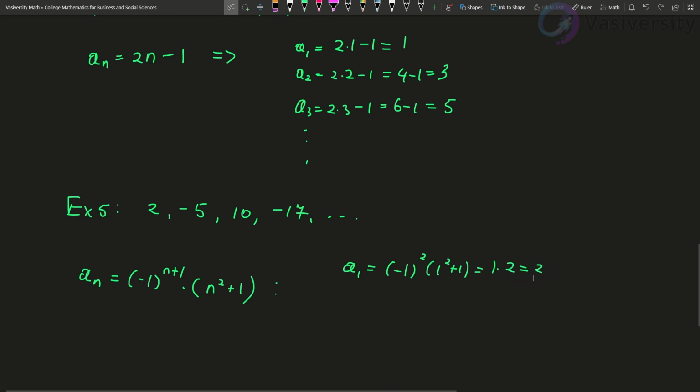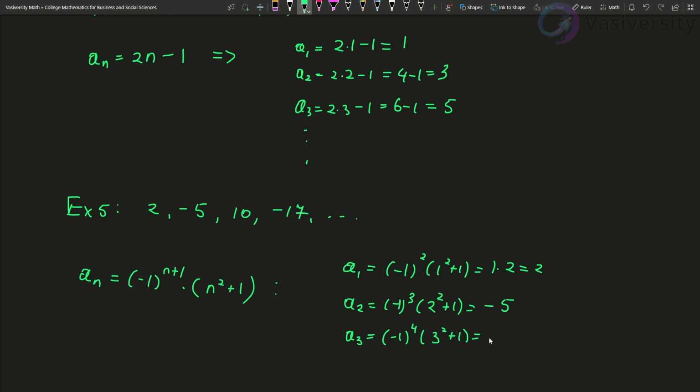Okay, now how about the second term? So a sub 2 is equal to negative 1 to the power of 3, 2 squared plus 1. So that's equal to negative 5. How about the third term? It's going to be negative 1 to the power of 4, 3 squared plus 1, which is equal to 10. And the fourth term, a sub 4, it's going to be negative 1 to the power of 5, 4 squared plus 1 is equal to negative 17. All right, perfect.